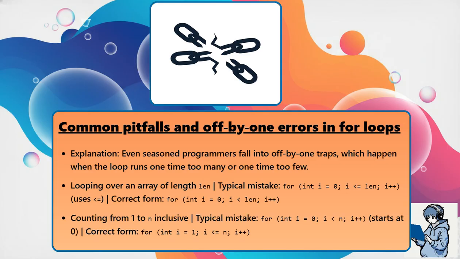Counting from 1 to n inclusive. Typical mistake: for (int i = 0; i < n; i++), which starts at 0. Correct form: for (int i = 1; i <= n; i++).